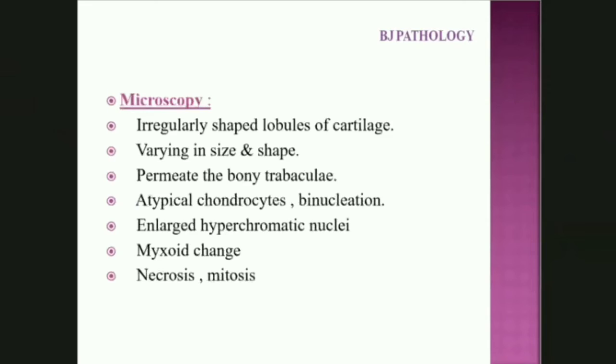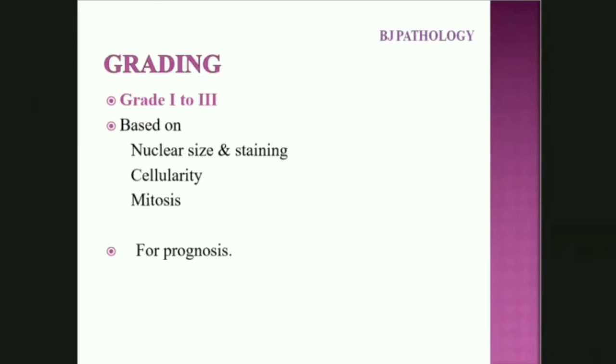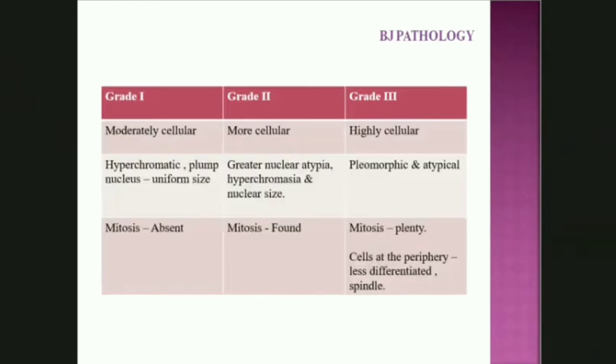In chondrosarcoma, for prognosis, what is important is grading. It is graded from 1 to 3, based on the nuclear size, the staining, cellularity, and mitosis. So here, grade 1 is moderately cellular, and as it goes to grade 3, it becomes highly cellular. And chromasia is maximum, it's more pleomorphic and atypical in grade 3, whereas very mild pleomorphism is seen in grade 1. Mitosis is absent in grade 1, and plenty of mitotic figures are seen in grade 3.